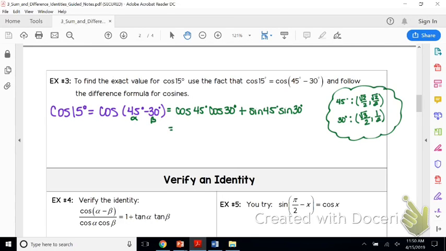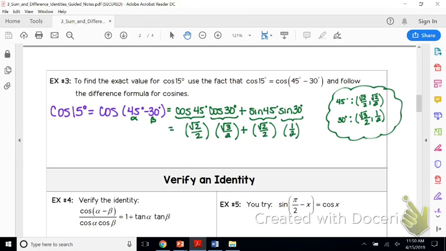So coming back over here, let's do piece by piece. What is cosine of 45 degrees? Square root of 2 over 2. So I'm looking for the X value of 45 degrees. And then cosine of 30 degrees, I'm looking for the X value of 30 degrees. Square root of 3 over 2. Plus sine of 45 degrees, so I'm looking for the Y value of 45 degrees. Square root of 2 over 2. And then sine of 30 degrees, so I'm looking for the Y value of 30 degrees.